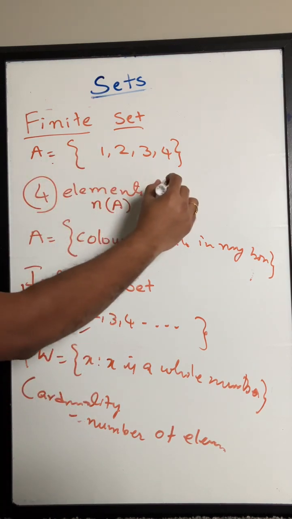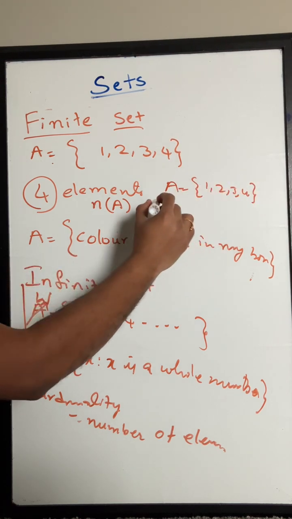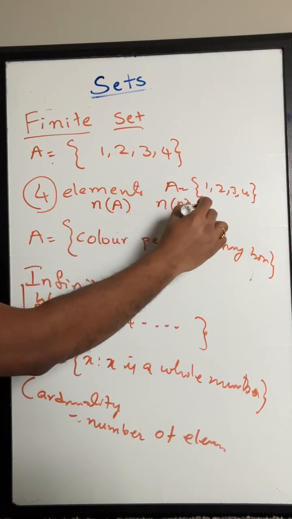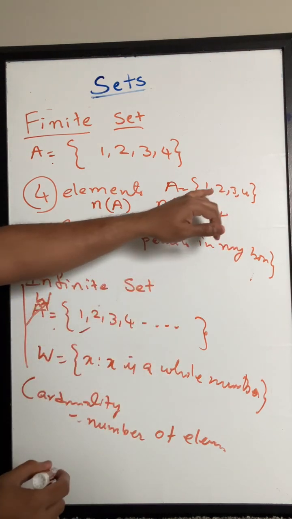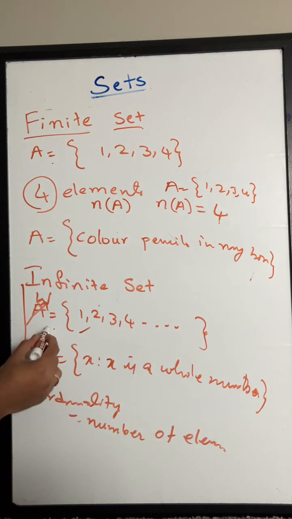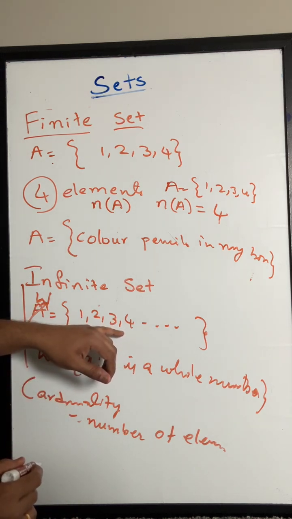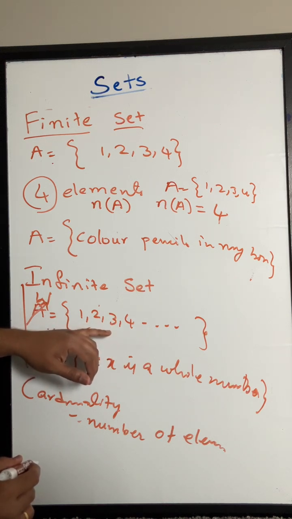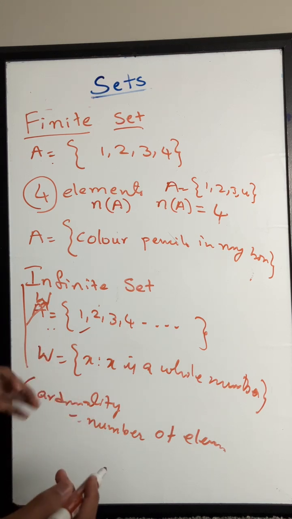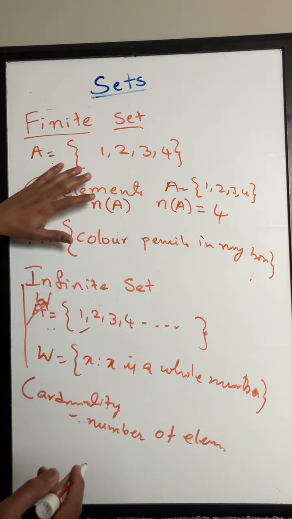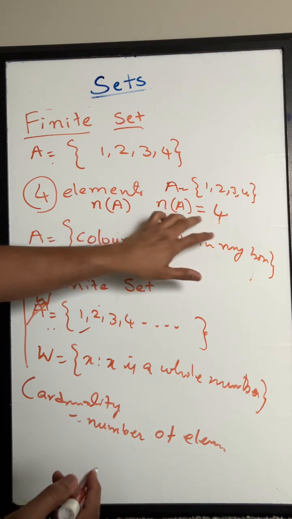A is, how do we write A? {1, 2, 3, 4}. The cardinality of A, or n(A), is 4. The number of elements in this one is 4. Can we define the number of elements in whole numbers? It is infinity. In your textbook it says the cardinality of infinite sets we'll learn in higher classes. So leave this topic here, but for finite sets, you can write the number of elements in A is 4. You can write it like this.